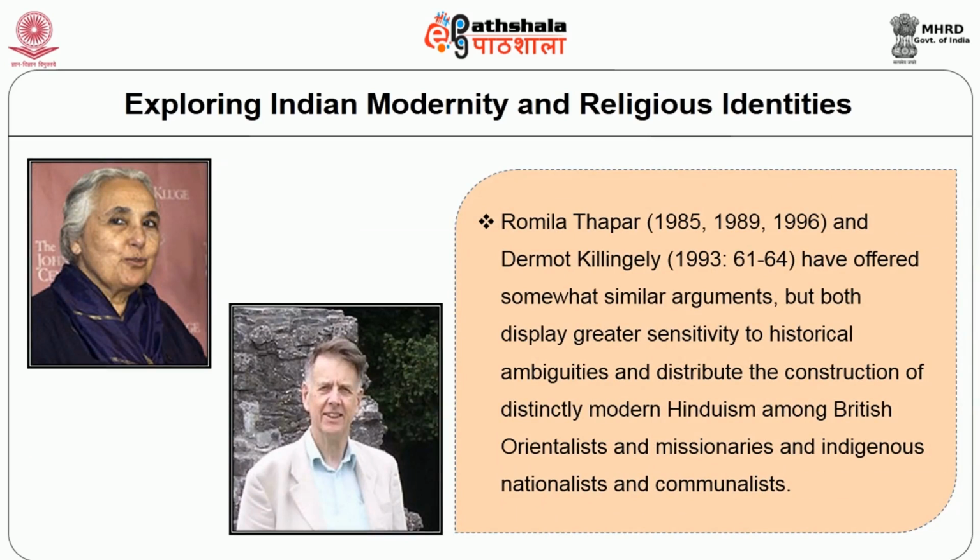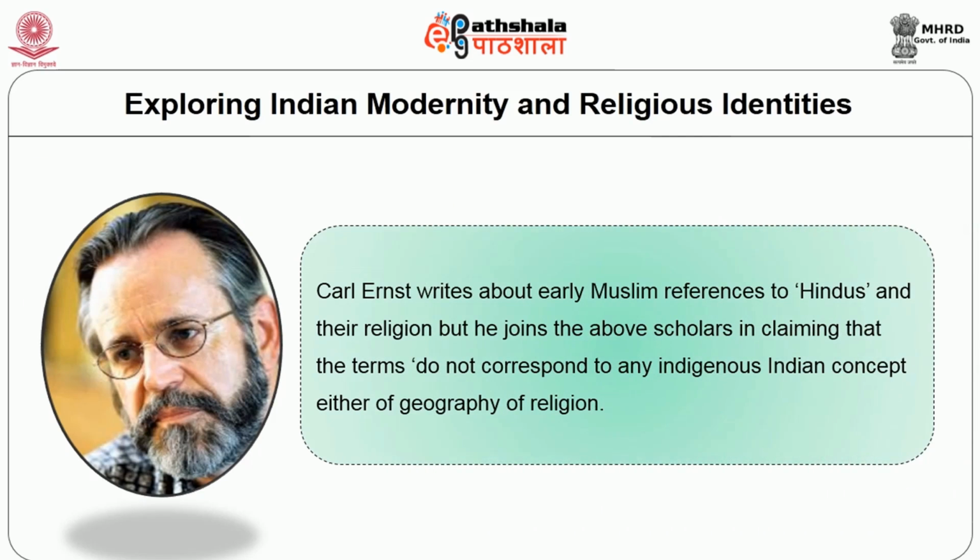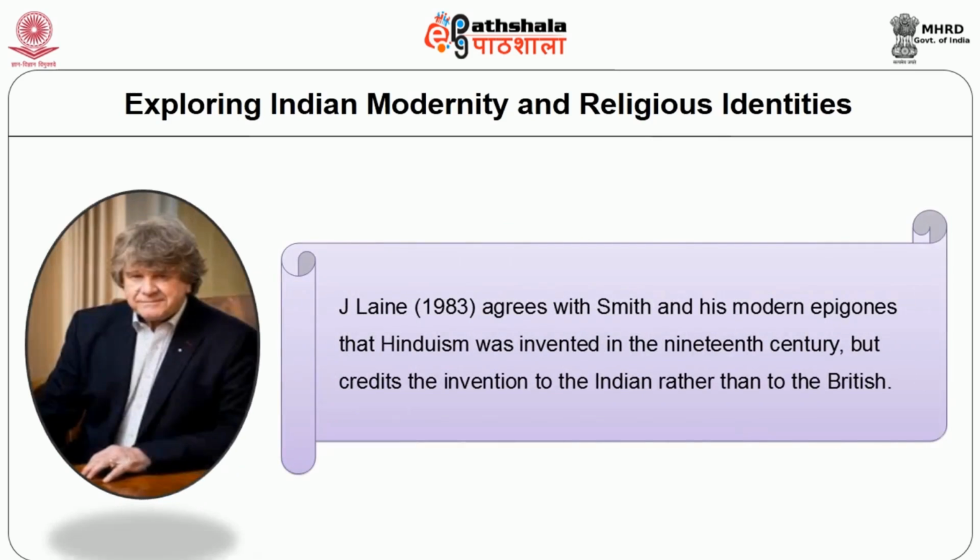Romila Thapar and Dermot Killingley have offered somewhat similar arguments, but both display greater sensitivity to historical ambiguities and distribute the construction of distinctly modern Hinduism among British Orientalists and missionaries and indigenous nationalists and communalists. Carl Ernst writes about early Muslim references to Hindus and their religion, but he joins the above scholars in claiming that the terms do not correspond to any indigenous Indian concept, either of geography or of religion. J. Lane agrees with Smith and his modern epigones that Hinduism was invented in the 19th century, but credits the invention to the Indians rather than to the British.